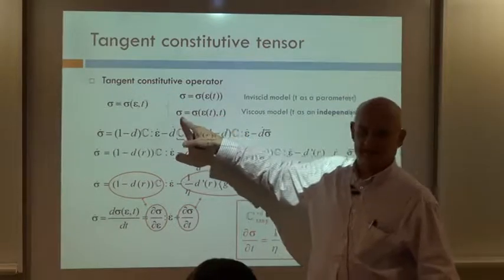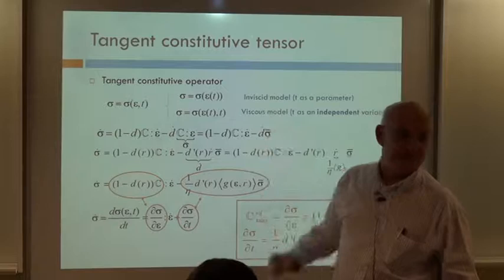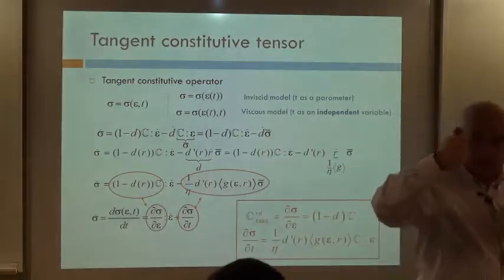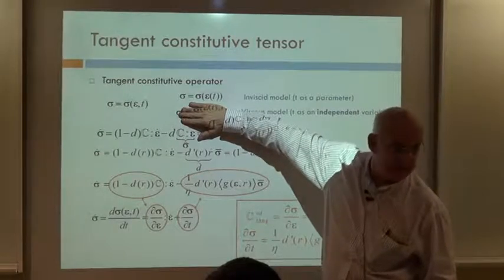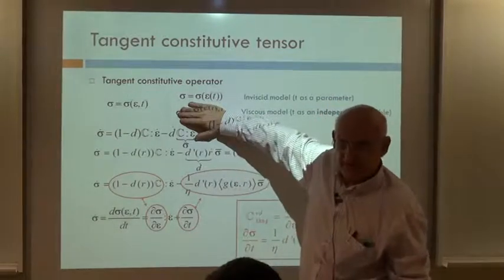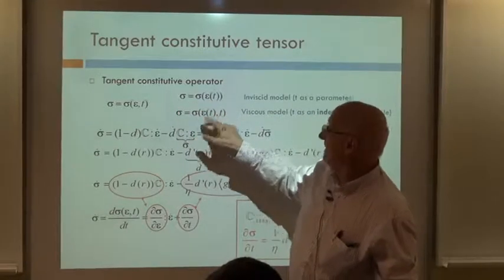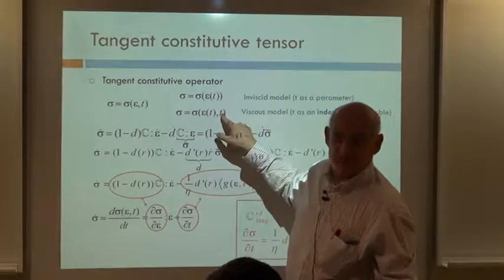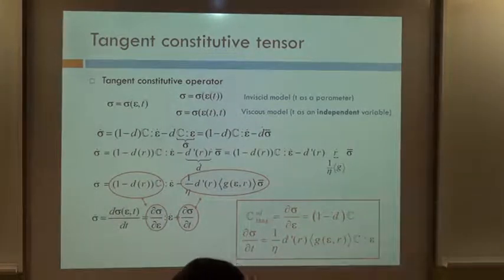So the stresses depend on the instantaneous value of the strains and also on time. For instance, if I keep the strains constant, in an inviscid model, the stresses will be kept constant too, because if the strains don't change, the stresses don't change either. But here, if I keep the strains constant, there is still a possible evolution of the stresses. This is what is called the relaxation of the stresses.